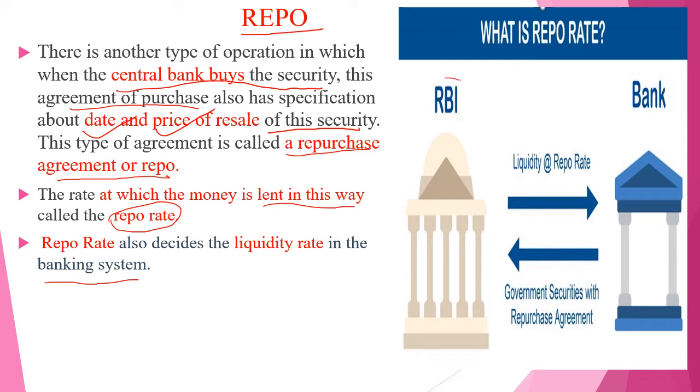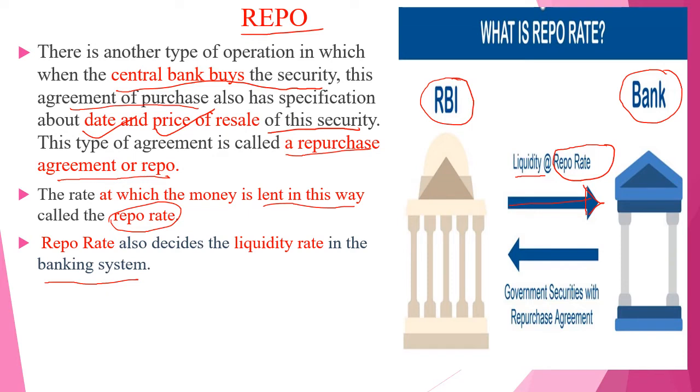Here in this figure you can understand very easily. Here is the Reserve Bank of India, here the commercial bank. One thing you have to understand: when commercial banks want funds from the Reserve Bank of India, that means the Reserve Bank of India is giving loans to commercial banks. The rate at which the Reserve Bank of India gives loans to commercial banks is called the repo rate. That is, money is moving to commercial banks. That is why the figure shows liquidity at repo rate.